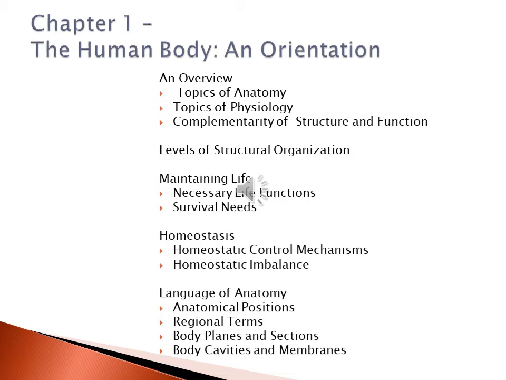For chapter 1, be sure that you can handle the definitions of both anatomy and physiology, listing in order those levels of structural organization, both directions, small to large, large to small. List and define all of your necessary life functions. List and define the survival needs. Define homeostasis and understand the control mechanisms.